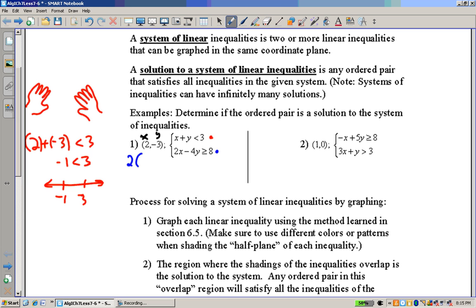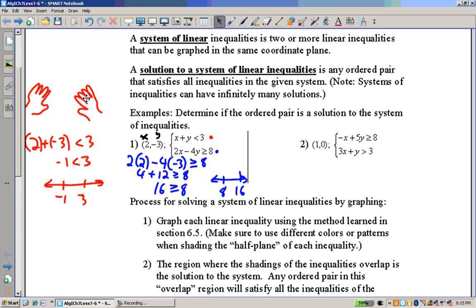So 2 times, plug in 2 for x, minus 4 times negative 3 is greater than or equal to 8. A negative times a negative is positive, so 4 plus 12 is greater than or equal to 8. That means that 16 is greater than or equal to 8. Now again, if you graphed a quick sketch, 8 would be to the left of 16.